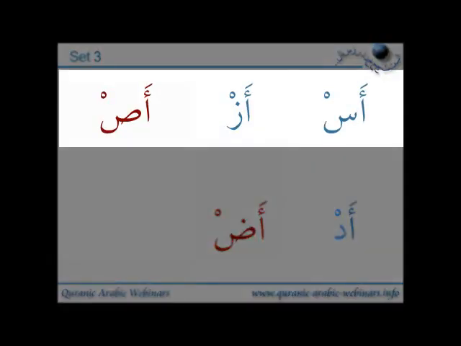Set 3. We have sin, za or zay, and sad. So with the sin it will be as, with the za it will be as, and with the sad it will be as. So the sad is effectively the heavy full mouth version of the sin. So if we compare the sin to the sad, it will be as and as.